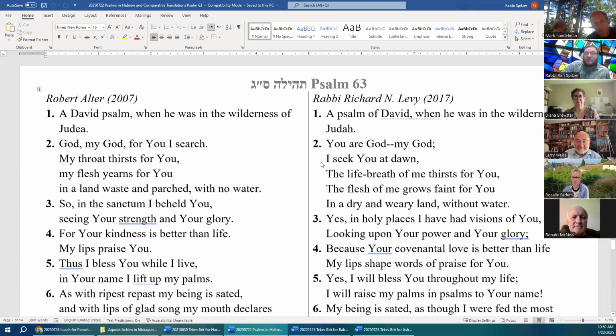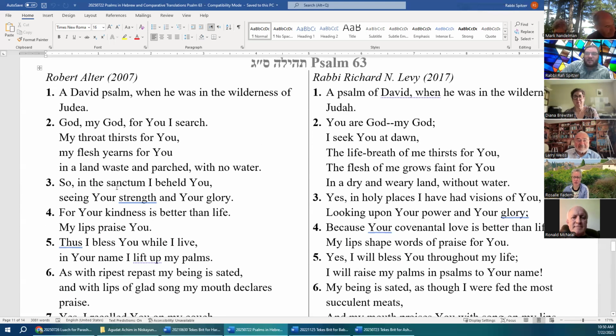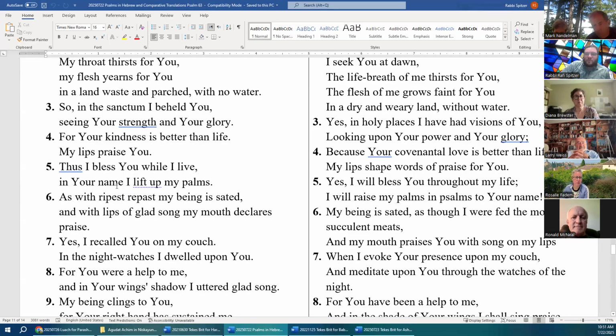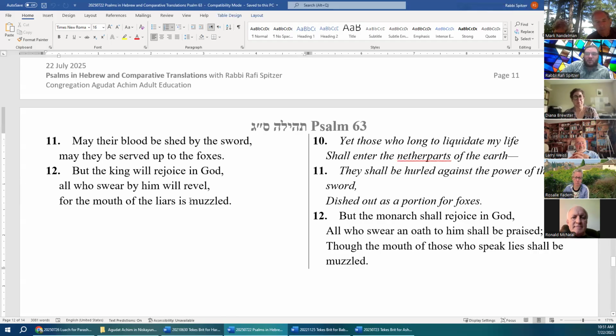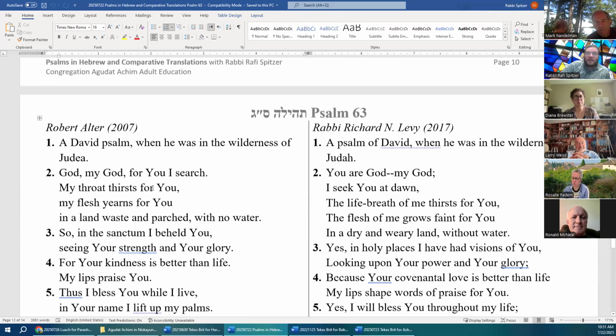Robert Alter, his translation is a very, very well researched academic translation. And he also ends up with the word muzzled. But in general, I've found that while I really like Alter's translations for understanding the Hebrew, I don't really love them as poetry. And I think Alter's translations of prose are better than his translations of poetry.